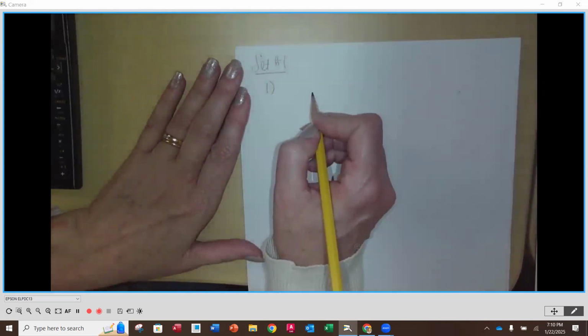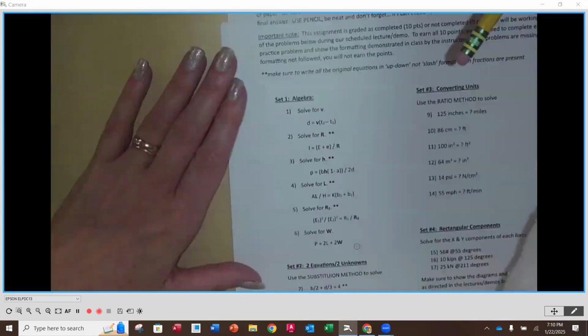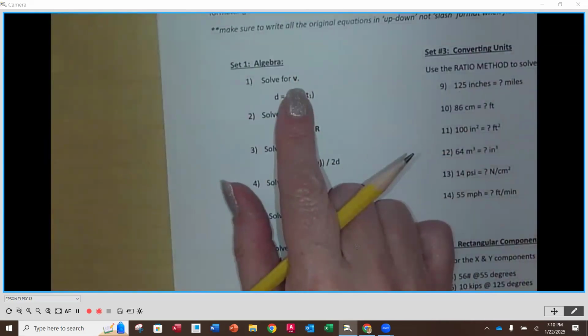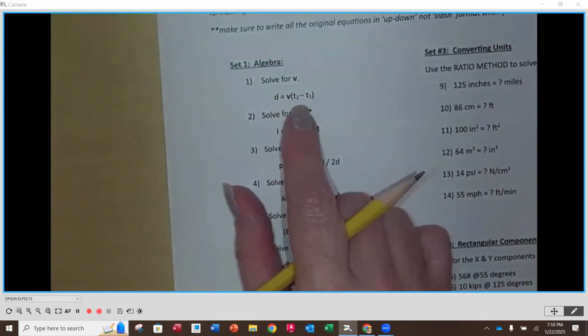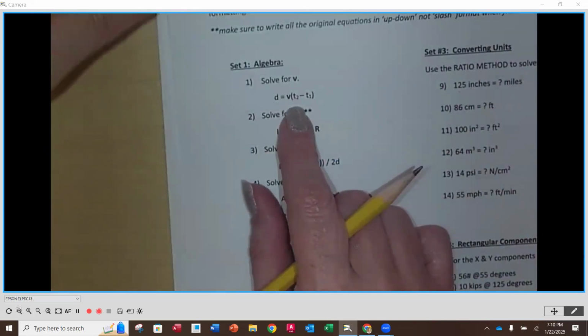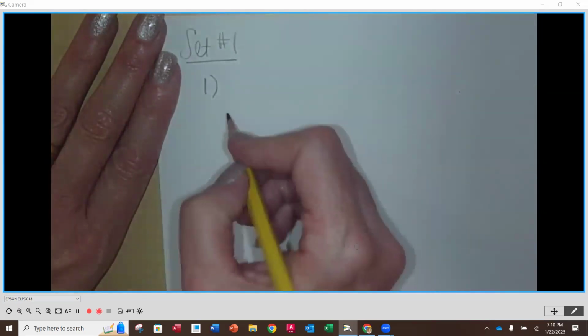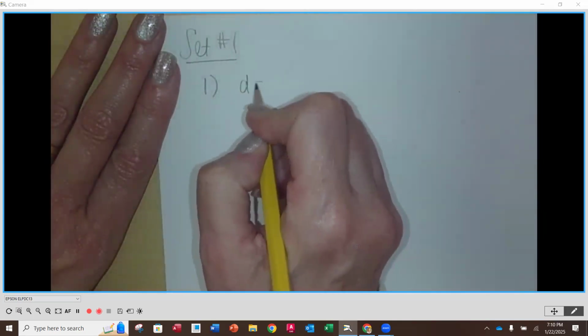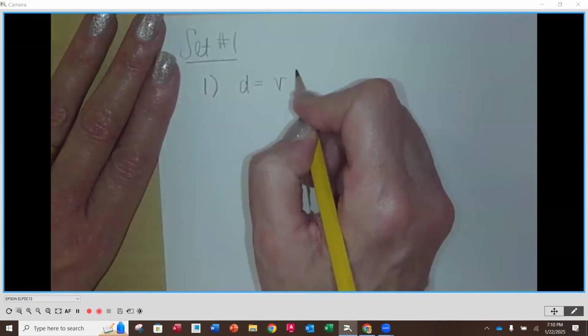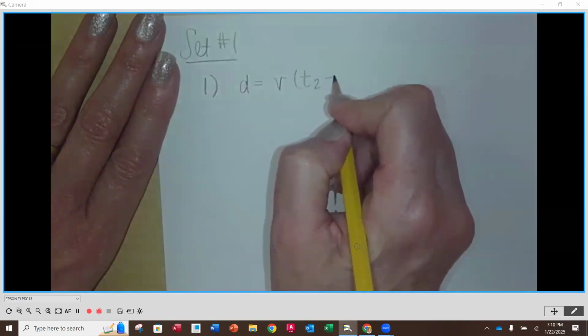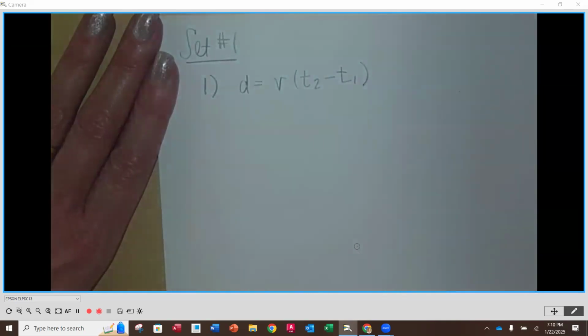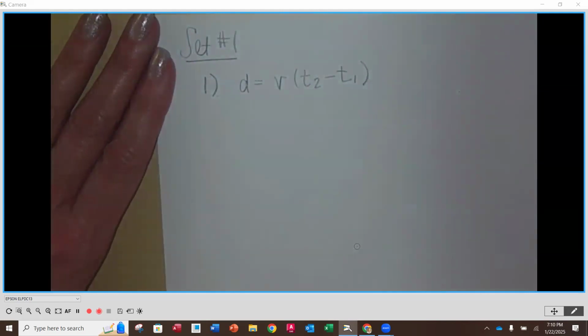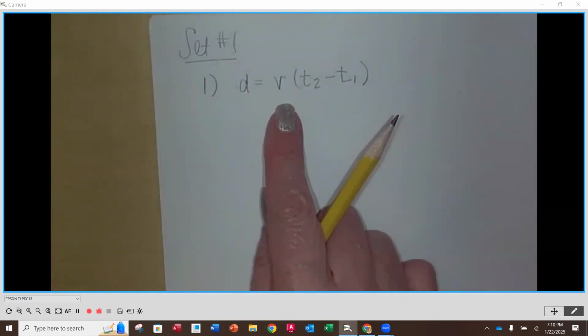So we always want to start out by writing the problem itself out. For this one, let me zoom in here. It says solve for V in this statement: D is equal to V times T2 minus T1. We're always going to write out the statement first, just the way that you see it. And then it's asking us to solve for V.